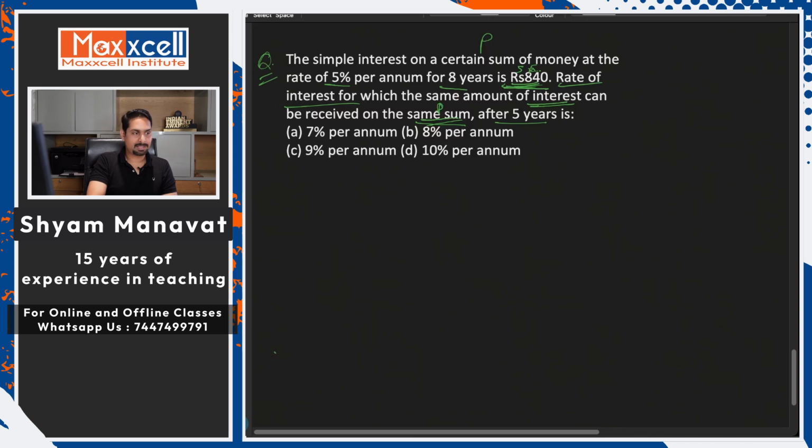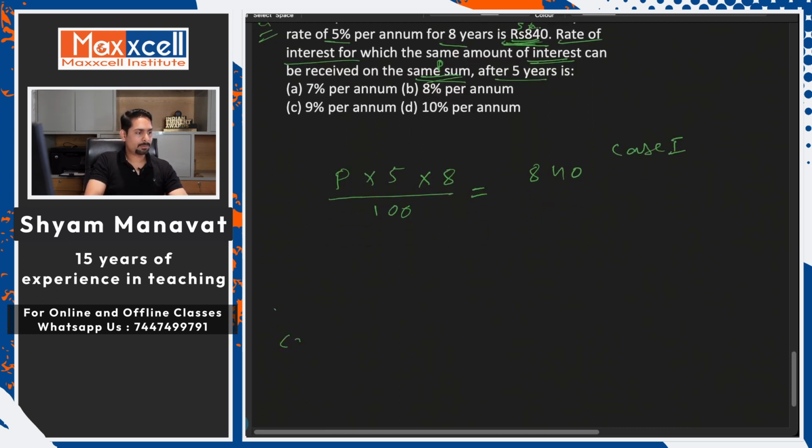Understand the difference. The first one is principal you don't know, rate of interest 5%, time is 8 years, by 100. This gets you the simple interest 840. That is your case 1. I hope that's clear to you. Now, what do they want to find out? Look at case 2. What do they want to find out?